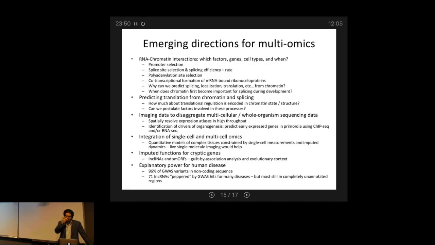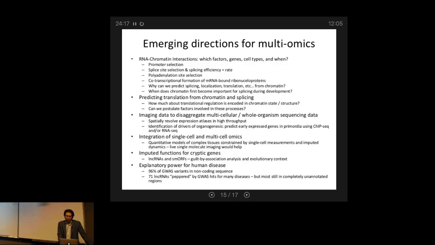Imaging, Boris is going to talk about imaging data to disaggregate multicellular and whole organism sequencing data to try and get some spatially resolved atlases in high throughput, much higher throughput than is allowed by the two photon approaches. And then identification of the drivers of organogenesis. Can we predict early expressed genes in primordia using ChIP-seq and or RNA-seq? We've done some work on this in fly. You absolutely can. It works great. Boris will tell you about some more in zebrafish.